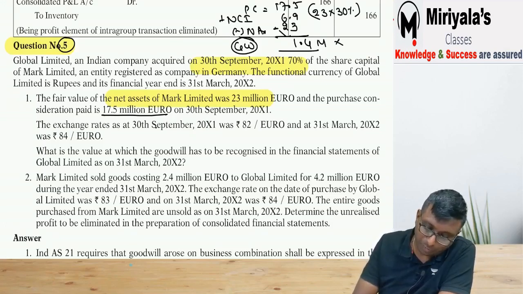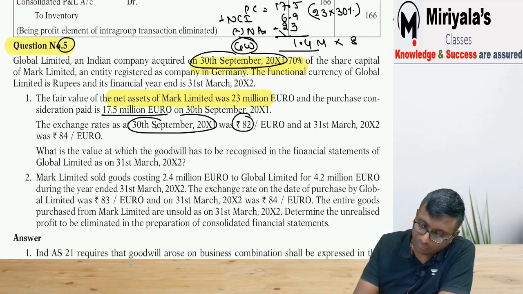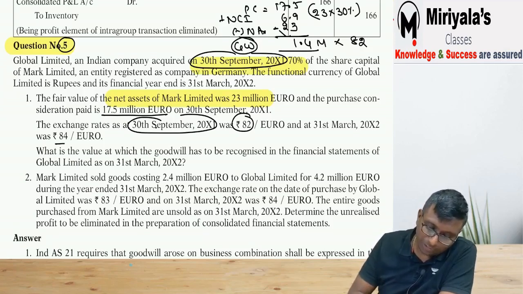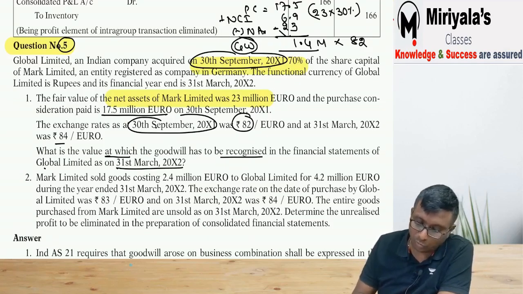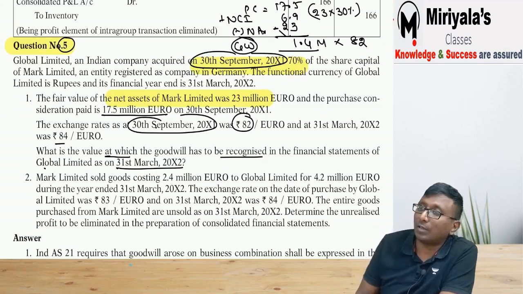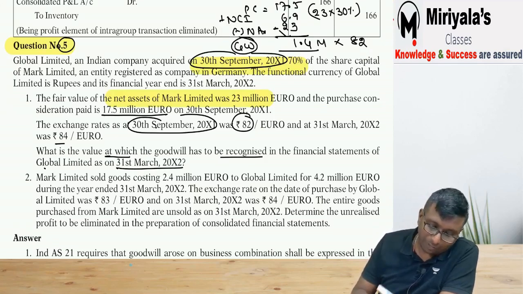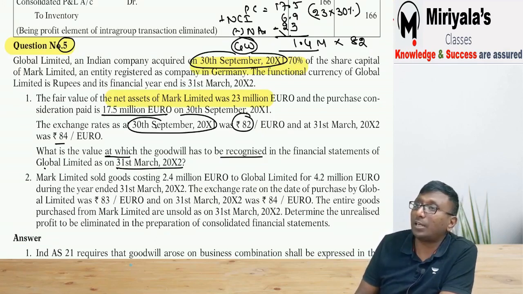Today, what is the rate? On 30th September you acquired. So the 30th September rate is equal to 82. The 31st March rate is equal to 84. What is the value at which goodwill was recognized in the financial statements on 31st March 2022? Which rate, 82 or 84? 84. Why?